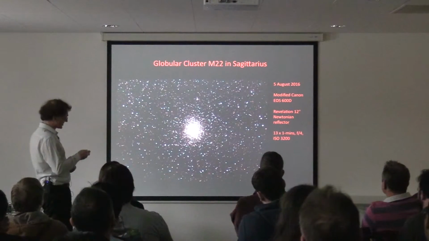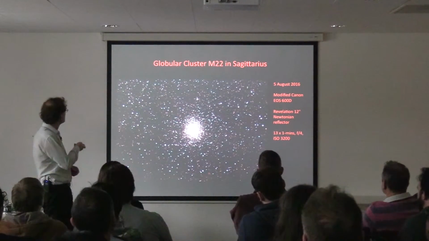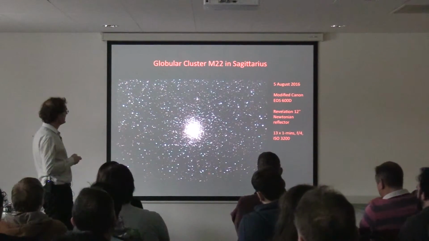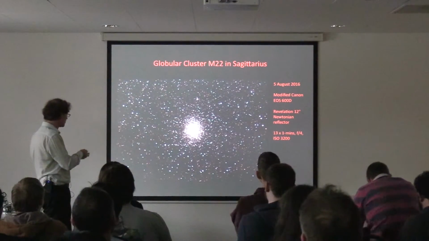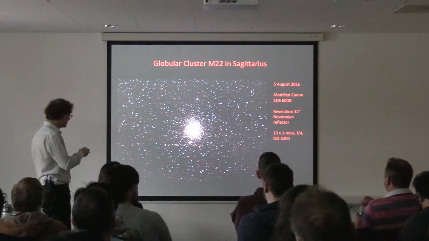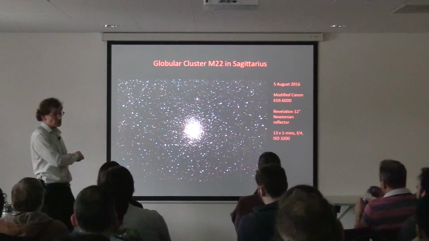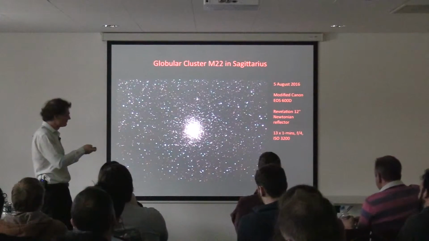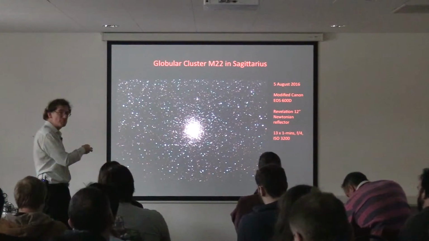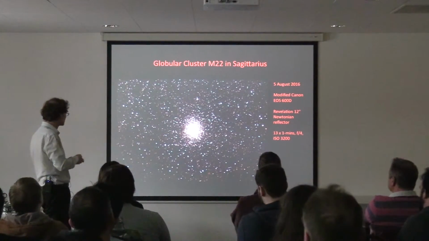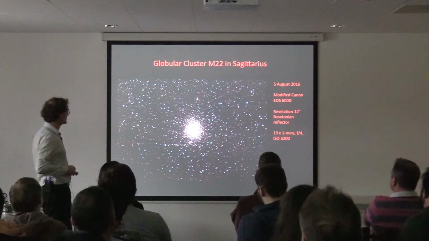This might be the last frame, actually. Well, no, it's one more. This is a globular cluster in Sagittarius called M22. It's quite close to us, so you can make out a lot of the individual stars. There's probably something like 10 million stars in this cluster. It's a very, very tight cluster. It's a beautiful object through a telescope.